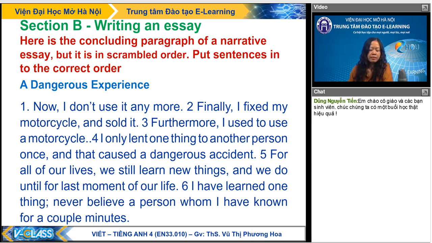Another exercise. Here's a concluding paragraph of a narrative essay, but it is in a scrambled order. Put the sentences into the correct order. Now, dangerous experience too. You have some minutes to finish it.